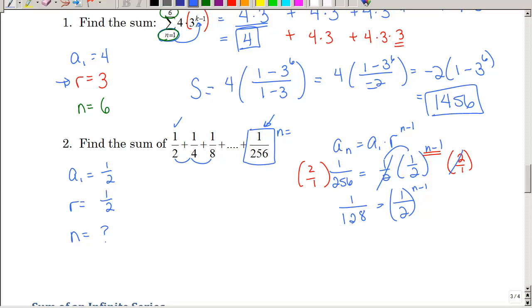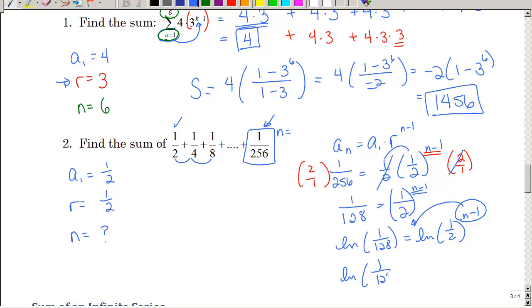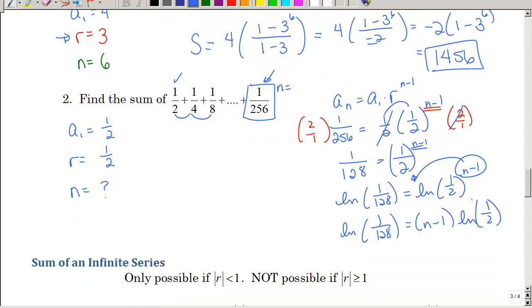So at this point you can kind of play with your calculator and see what powers of this is, or you can go back to something we learned. How do you solve for an exponent? You can take the log or the natural log of both sides. So the natural log of 1 over 128. Why would I do that? Because this can now come down in front. I can divide both sides by the natural log of 1/2.